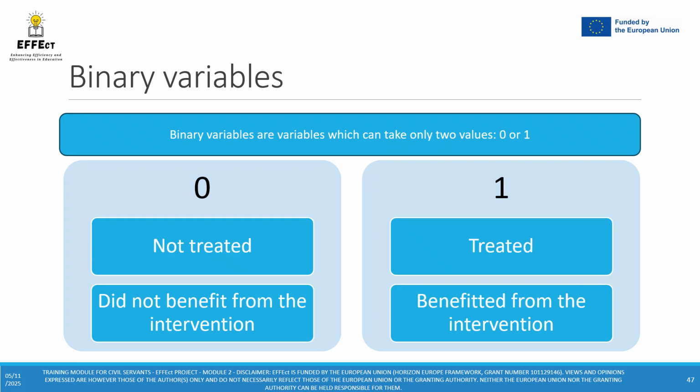Let us first define what binary variables are. Binary variables are variables which can take only two values, 0 or 1. 0 could be used to model a non-treated observation, an observation that did not benefit from the intervention, whereas a 1 could model a treated observation, an observation that benefited from the intervention. Therefore, a binary variable called treatment could be used to model whether an observation did or did not benefit from a given intervention.